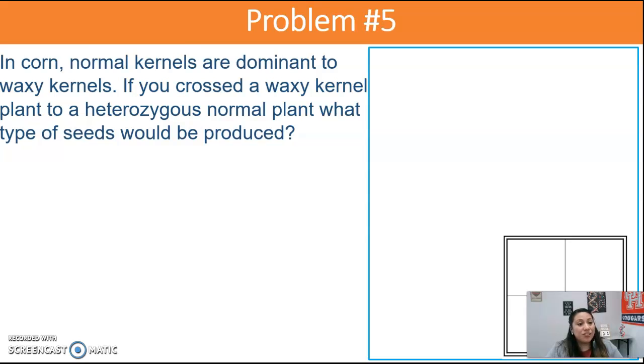Alrighty, let's go over how to solve monohybrid crosses. Remember, we will be using the same 4 steps in every single problem that is a monohybrid cross.